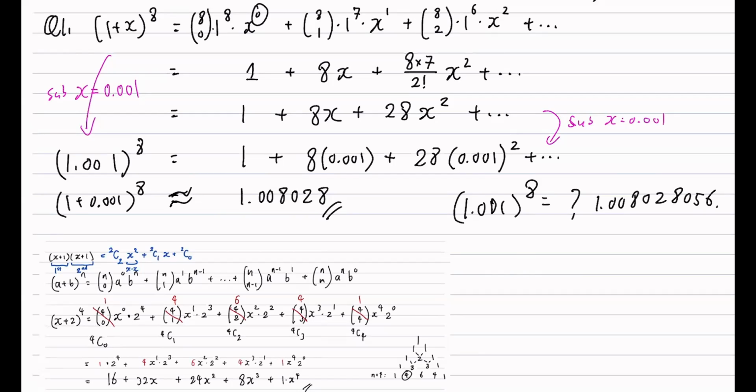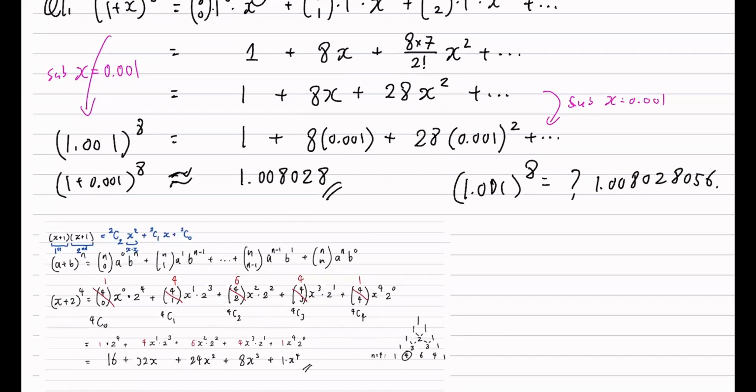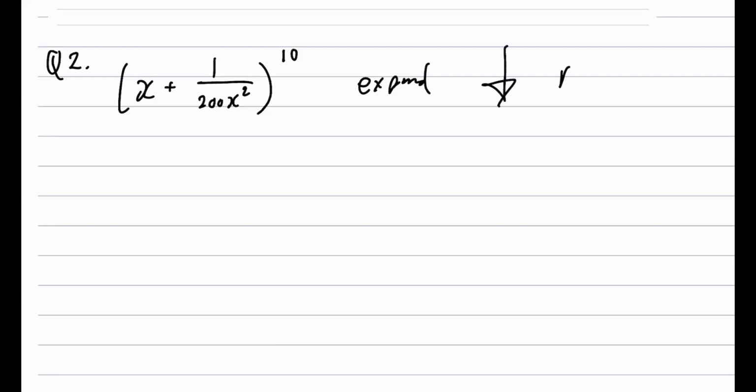All right. Then homework for you is question 2. Is it too difficult? Maybe I'll start you off. Maybe you're not used to seeing such weird terms inside the binomial. First, we have x plus 1 over 200x squared, raised to the power of 10. They want you to expand in descending powers of x. So you must start with the highest power of x.